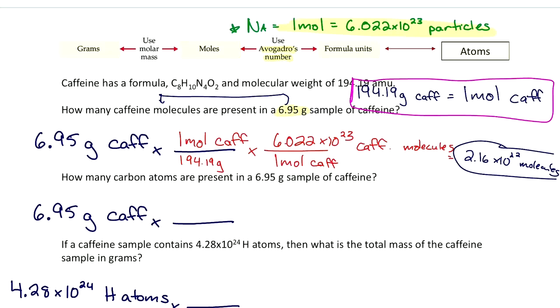All right, so this next one: how many carbon atoms are present in a 6.95 gram sample of caffeine? We just calculated how many molecules are present in that sample. For every molecule of caffeine, how many carbon atoms are there? 8. How'd you get that?